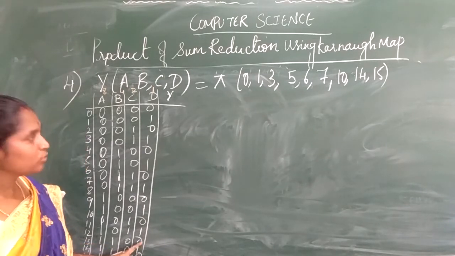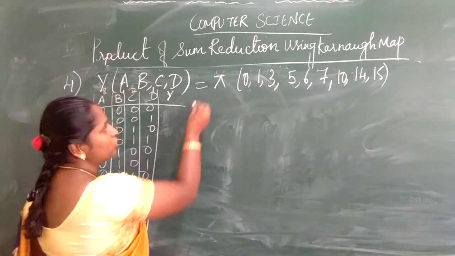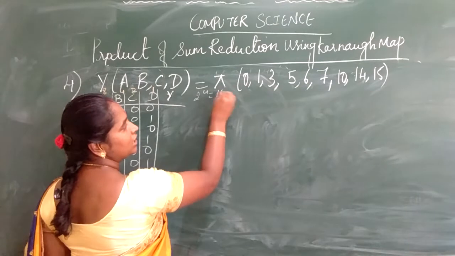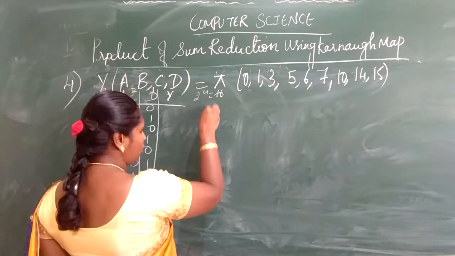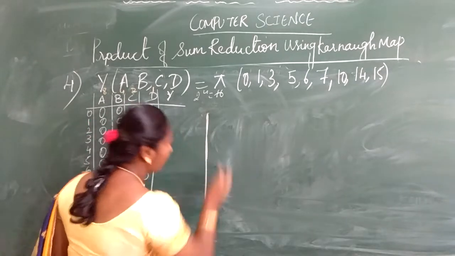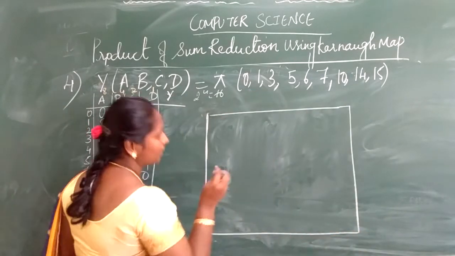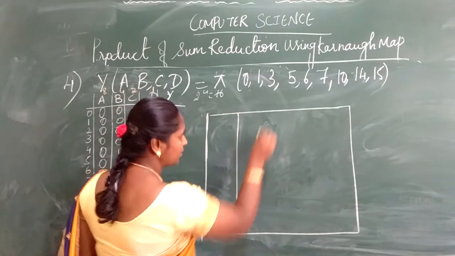After representing the truth table, for this you are going to represent a K-map. It is nothing but 2 to the power of 4, so 16 squares should be represented. I have to draw a K-map. Okay, here.